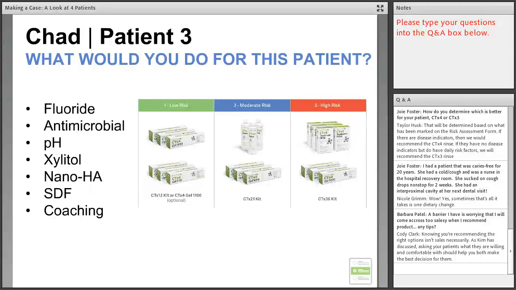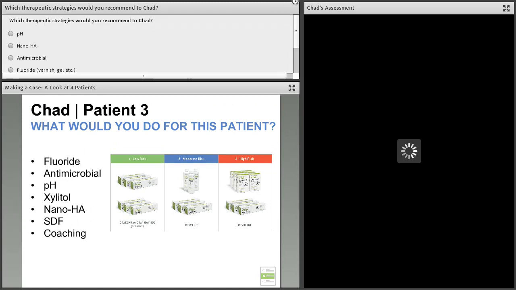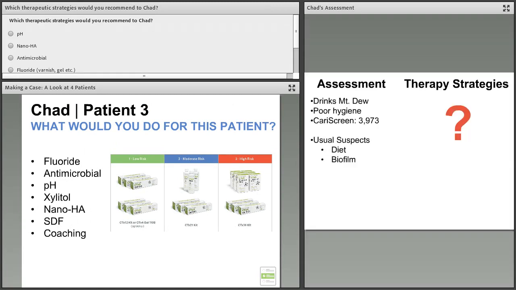What's your protocol for high risk? What are you going to do for fluoride? You're going to use fluoride varnish? How frequently? Would you use an antimicrobial agent with Chad? Are you going to recommend a 5,000 part per million fluoride gel with xylitol and nano-HA and an elevated pH? Are you going to use silver diamine fluoride on this patient? And how would you approach the coaching, for both the home care and the dietary changes that Chad's going to need to make? So, what kind of things would you recommend for Chad?